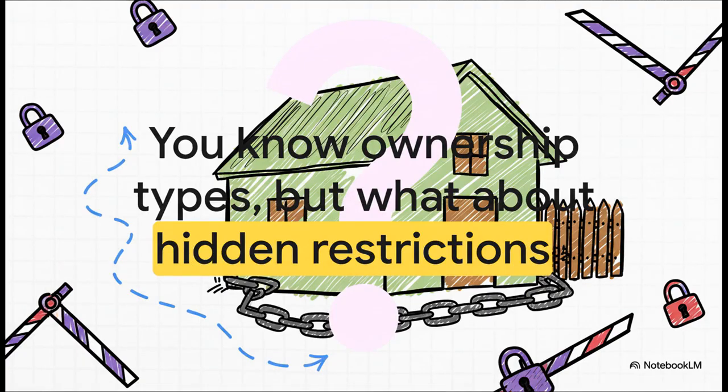And I want to leave you with a final thought to chew on. You now understand the major types of ownership, which is great. But what about the hidden restrictions? See, even someone with a perfect fee simple absolute ownership can have their rights limited by things like easements or liens on the property. And that's the next level of stuff you've got to master for this exam.